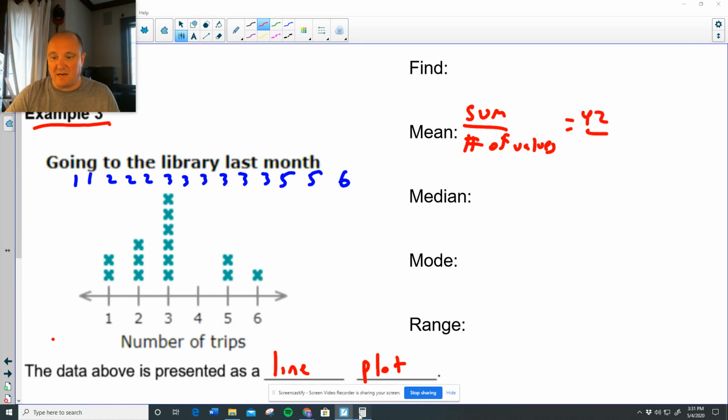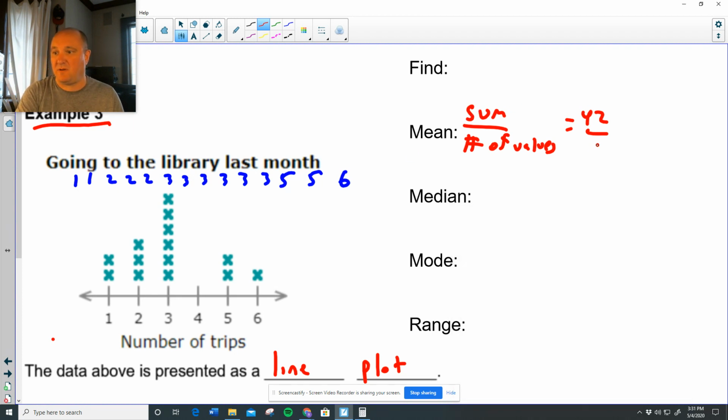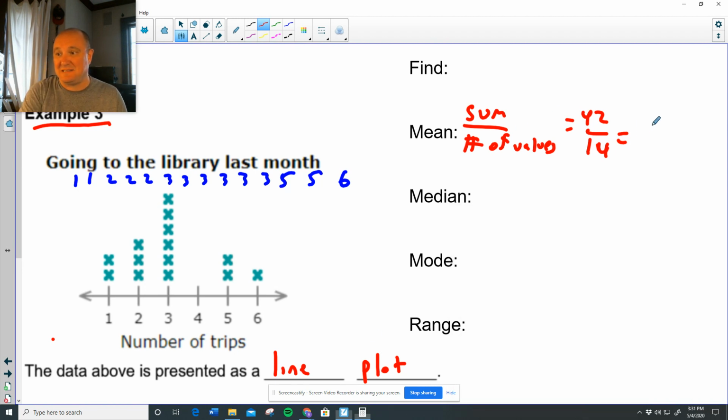But I need to know how many numbers I have. I just count them. 1, 2, 3, 4, 5, 6, 7, 8, 9, 10, 11, 12, 13, 14. So I have 14 numbers. 42 divided by 14, I can do that on my calculator. 42 divided by 14 is 3. Now that took a long time. It might have been easier to just type this into Desmos and use the mean command, but the way you want to do it is up to you.